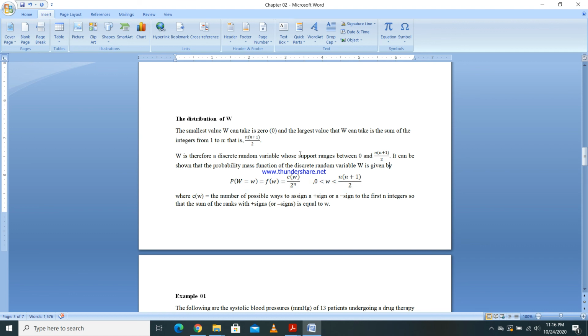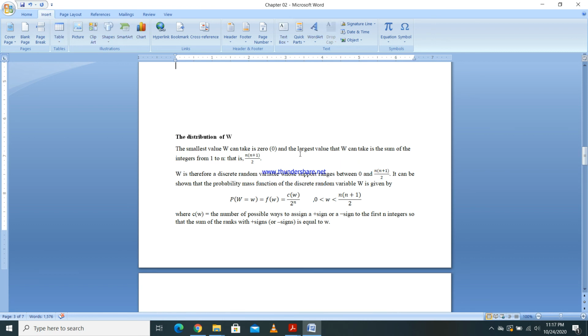So that is also one of the things that you can learn when it comes to the probability mass function of W. I think now you're clear with the Wilcoxon signed rank test, in which cases we are going to apply it and how we are going to do the calculations. But I will explain the calculations in the next session. I hope this is clear to you, and just go through it.